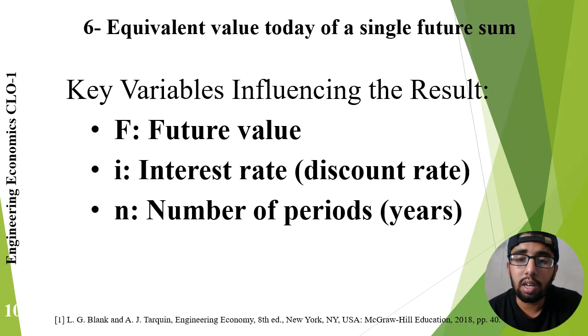Key variables influencing the result. The present value of future money depends mainly on three variables: future value itself, interest rate, and the number of periods. If the future value increases, the present value also increases. If the interest rate increases, the present value will decrease. If the time period becomes longer, the present value will also decrease. Understanding these relationships helps engineers predict how financial decisions will be affected by changes in project assumptions. Sensitivity to these variables is an important aspect of project planning and risk assessment.